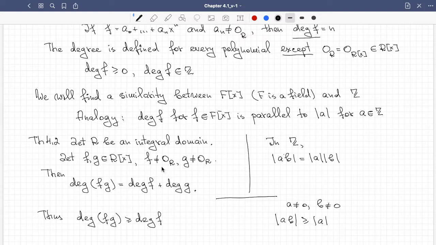Now I need this assumption, I didn't need it here, and under this assumption we have absolutely the same inequalities. The degree of a product is bigger or equal than the degree of a factor. Any factor. Same thing with g instead of f on the right, b instead of a, also possible here.